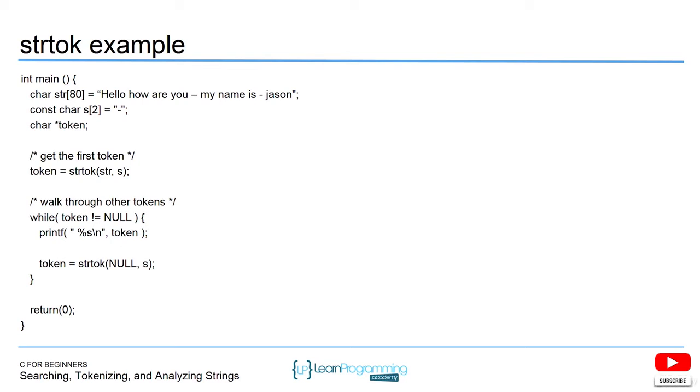So that's why we have a while loop here. We say while the token is not equal to null, print out the token. And then we get the next token by calling strtok, and we say null as our first parameter and s as our second parameter. And then we display it. So let's look at this in Code::Blocks since it will make it more understandable.